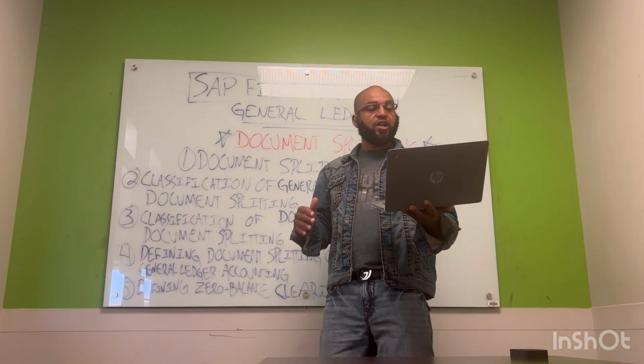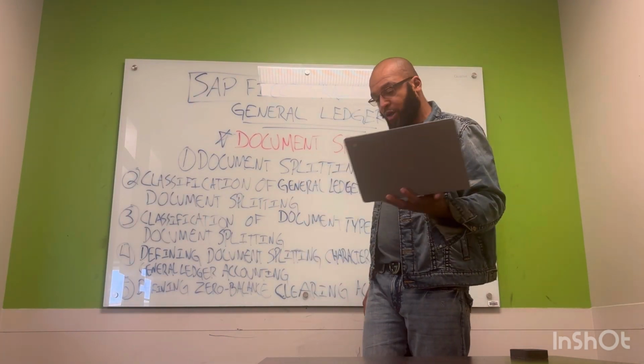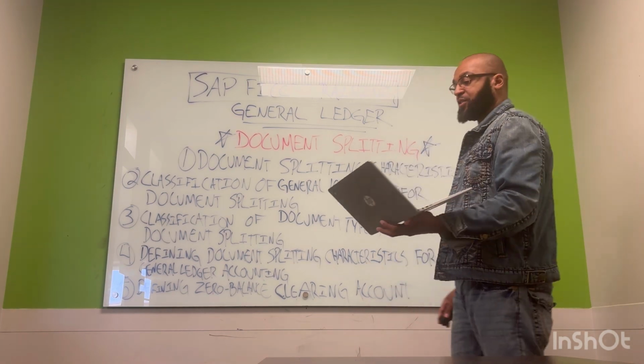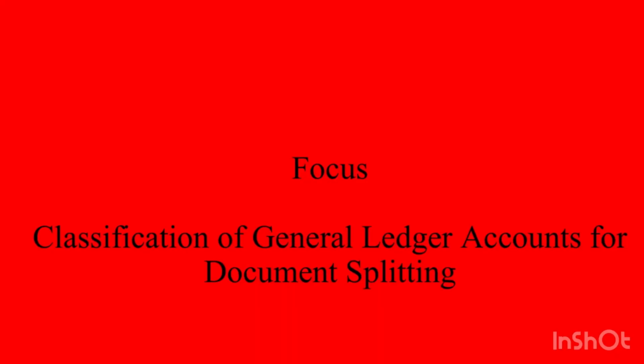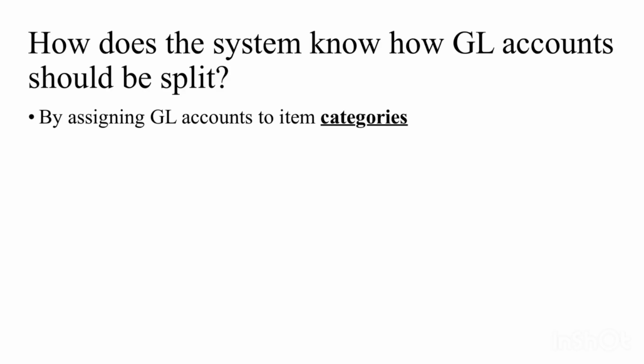Okay, switching gears. We're now going to go to classification of ledger accounts for document splitting. We finish this first one, let's wipe it out. Moving right along. How does the system know how GL accounts should be split? The system knows how GL accounts should be split by assigning GL accounts to item categories.